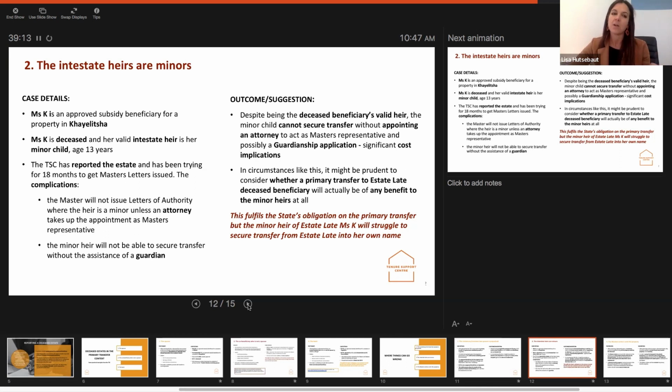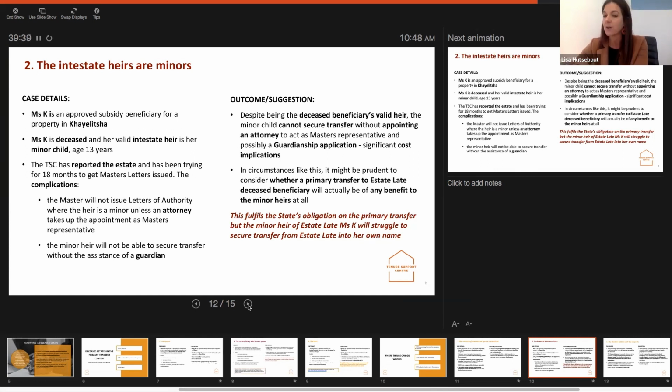So obviously in this scenario, Ms. K is the biological mother. She's already deceased. One would need to then try and find the biological father of the minor child, so that he would be then the one able to sign the sale agreement or sign transfer documents on behalf of the minor to secure transfer of that property into the minor's name.